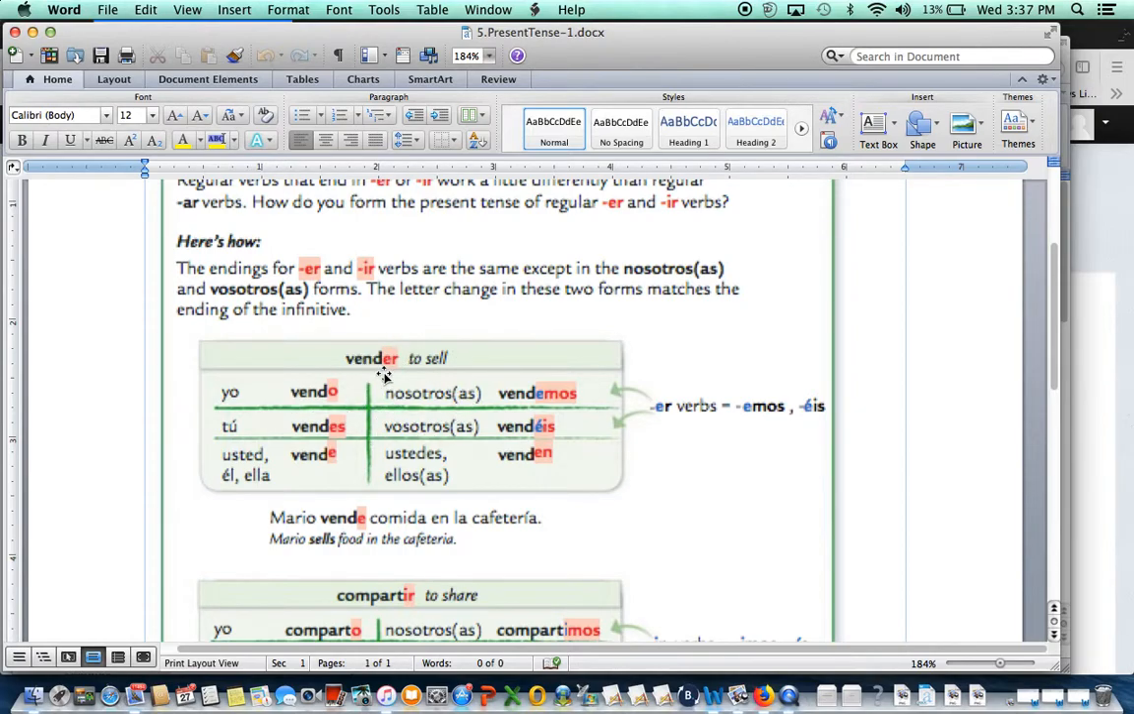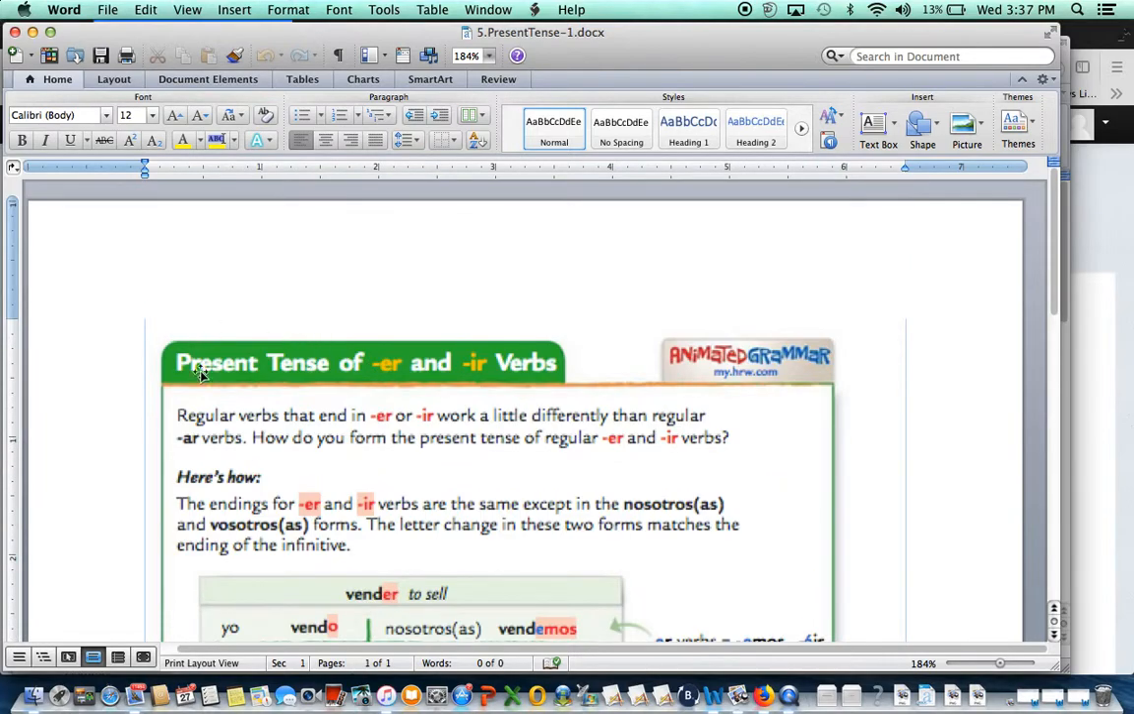And then we have to deal with stem changing verbs. And then we got to deal with past tense. Right now we are in present tense.